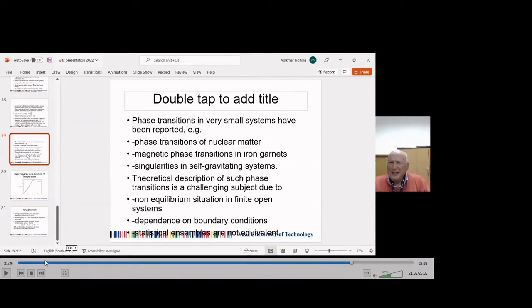Those of you in the audience who have worked on phase transitions will know that phase transitions in very small systems have been reported. However, the theoretical description of such phase transitions is a very challenging subject. First of all, because of the non-equilibrium situations in such finite open systems. Finite systems are not in equilibrium. Also important is the dependence of the final results on the boundary conditions, and finally the statistical ensembles. That means the microcanonical ensemble, the canonical ensemble, and the grand canonical ensemble do not deliver equivalent results for finite systems.